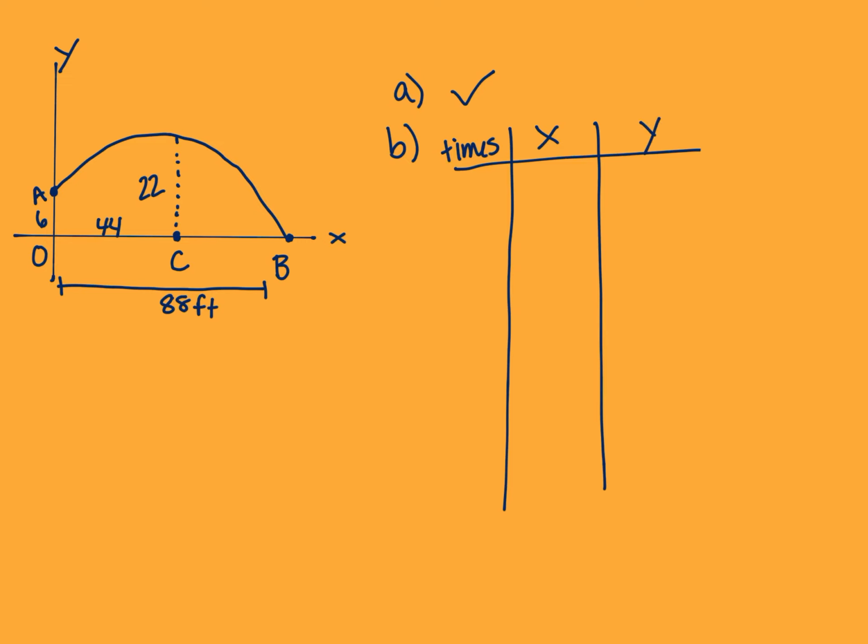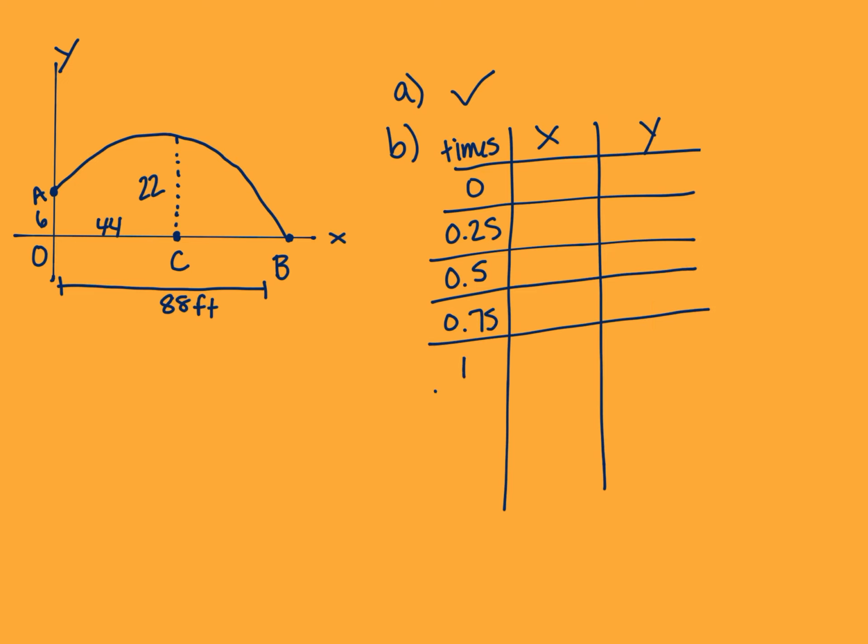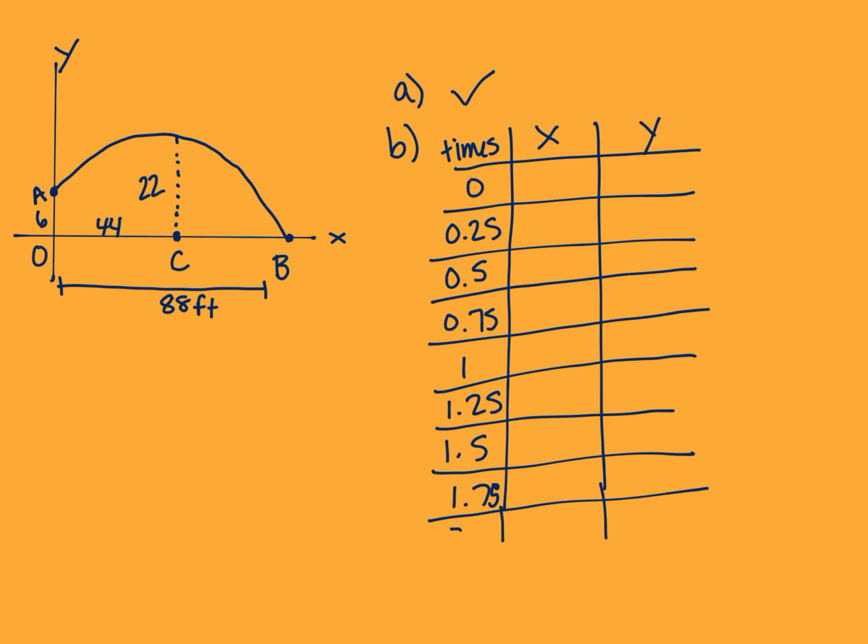So I have 0 seconds, a quarter, half, 3/4, 1, 1 1/4, 1 1/2, 1 3/4, and 2. From the sentence in part B, it says that at 1 second, the ball is at its highest, which is 22 feet, and has traveled a horizontal distance of 44 feet.